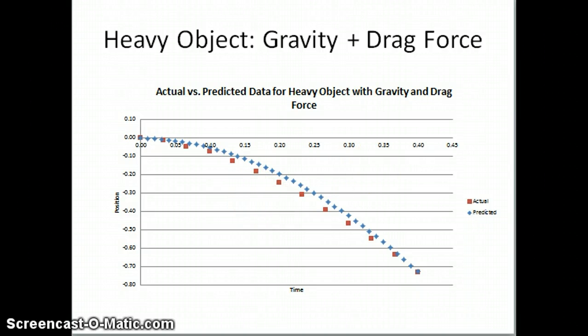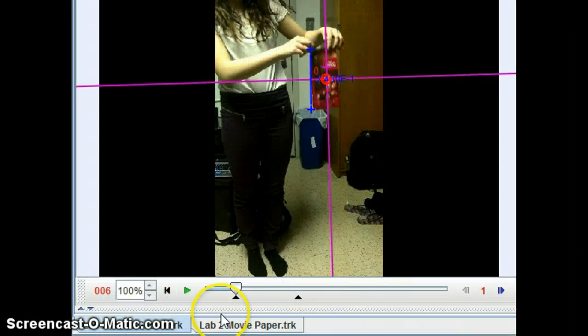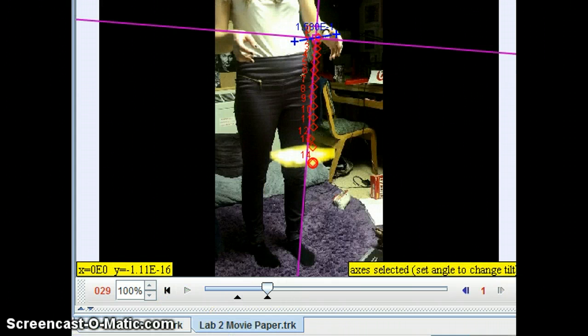Now I did the same thing with my light object, the yellow folded paper, right here. I calibrated the length of my paper to be 0.158 meters. My initial time was 0 and my final time was 0.47. My initial position was at the origin and my final position was at negative 0.46. I began at frame 15 and ended at frame 29. I made my object begin at the origin and changed my axis so that the object fell in the negative x direction. I exported my tracker position and time data into an Excel spreadsheet.